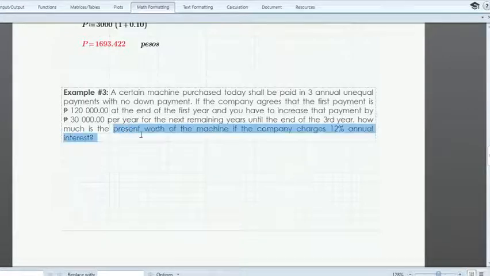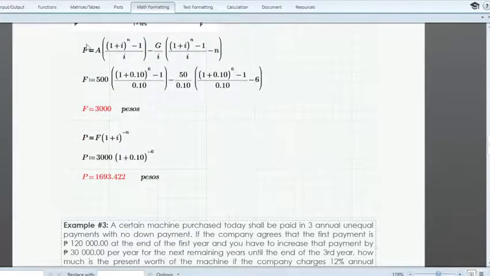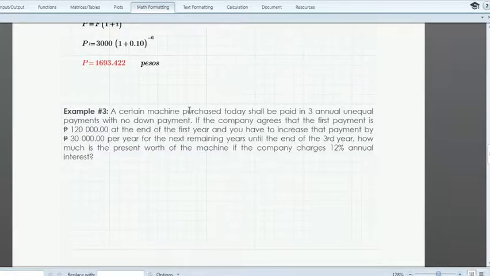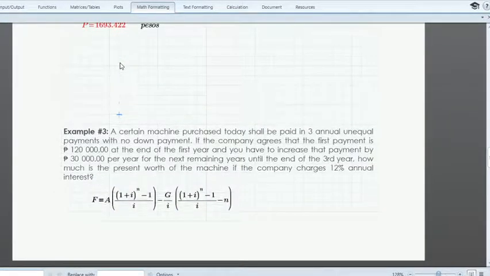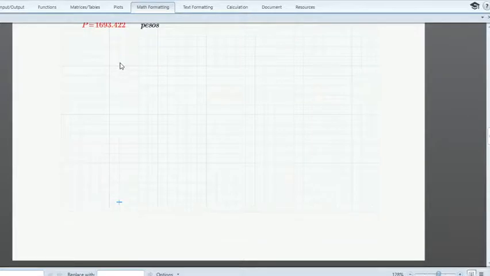We are going to look for the present worth. E di parang ganun sa example number 2 natin. Daan muna tayo kay future bago tayo pumunta kay present. So, kopyahin na natin itong formula ni future. Then, ibaba natin to para dire-diretso yung solution.